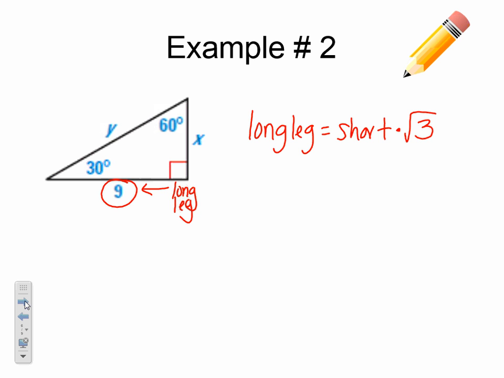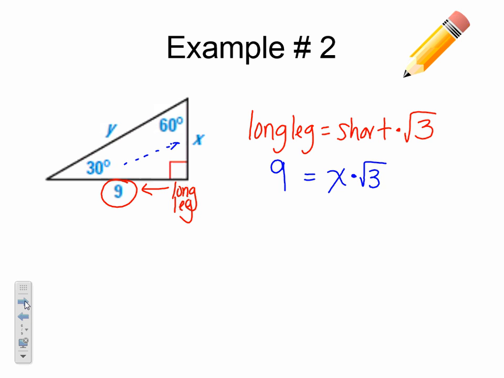So now if I plug in what I know, what is the long leg? The long leg is labeled with the number 9. What is the short leg? The short leg in this picture is labeled with an X. I know he's the short leg because he's across from the 30-degree angle. And then I would drop down, the rest of the formula says times square root of 3.